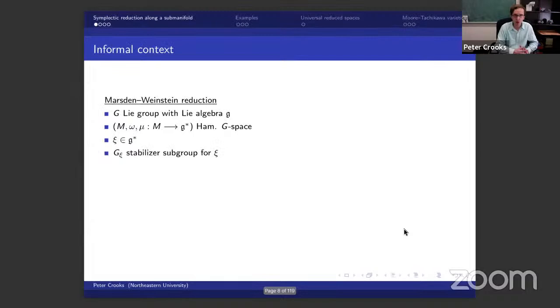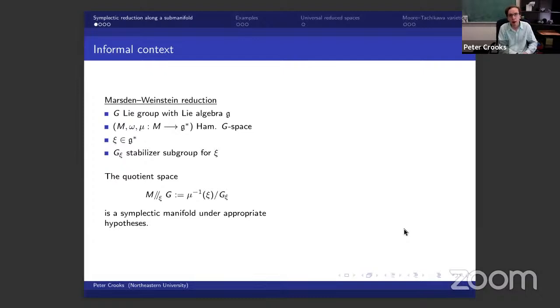Now, as we know, the stabilizer is going to act on the level set of the point under the moment map. I can take the resulting quotient topological space. Under reasonable hypotheses, this will not just be a topological space, but a symplectic manifold. So the statement of Marsden-Weinstein reduction is that this quotient, the inverse image of the point modded out by the stabilizer subgroup, usually denoted like this, is a symplectic manifold under reasonableness conditions.